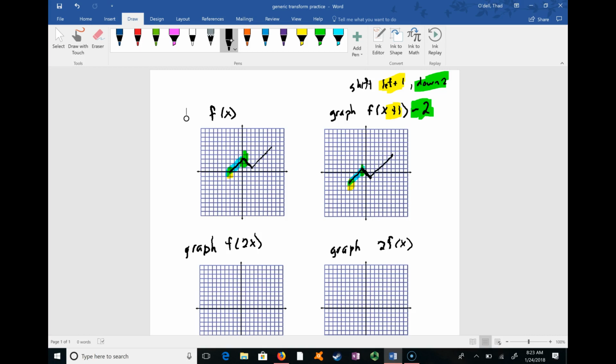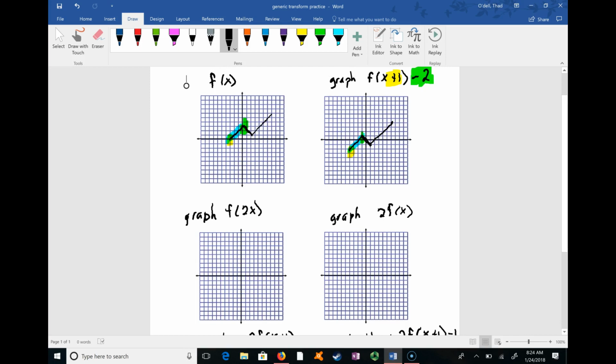So you can see that this new graph looks just like that one, same shape, but it's been moved to the left 1 and down 2. And that is the idea. Okay. Moving on to the second one.